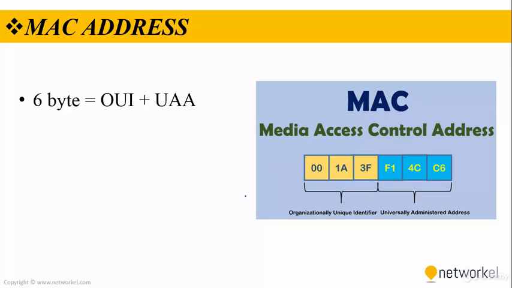As you can see, the first portion of the MAC address is the organizationally unique identifier. The other portion of the MAC address is the universally administered address. The universally administered address is uniquely assigned to a device by its manufacturer, and that's the second portion.